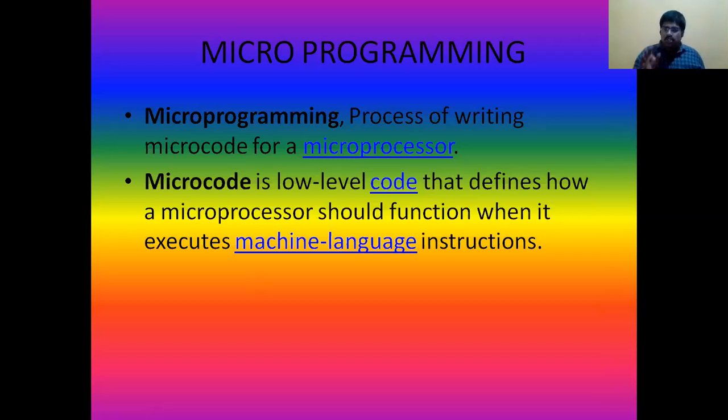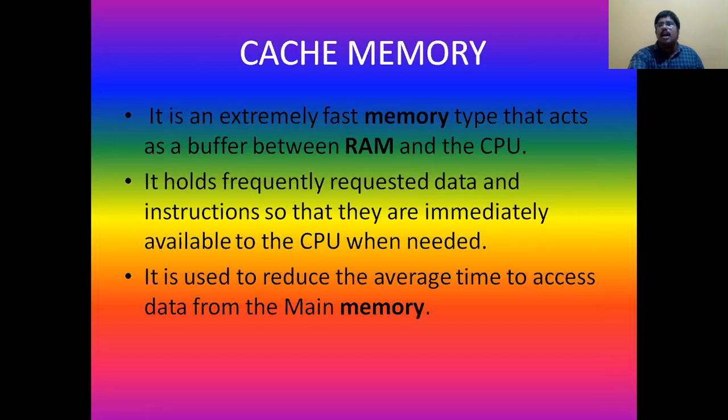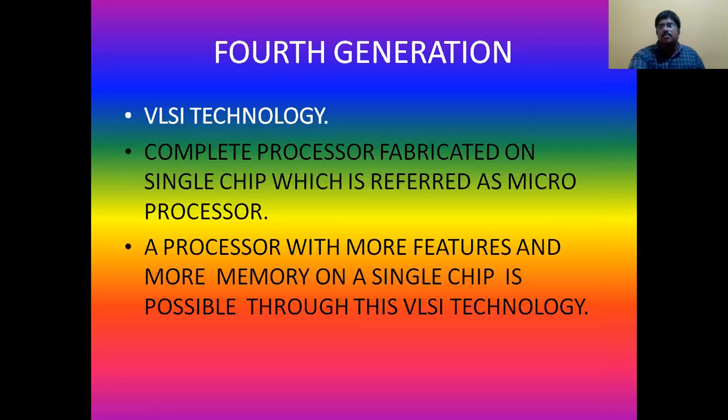Okay. So these are the features: pipelining, microprogramming, parallelism, virtual memory, cache memory. These concepts were included in the third generation computers. Now we are moving into the fourth generation computers. Frankly speaking, now we are in the fourth generation era.